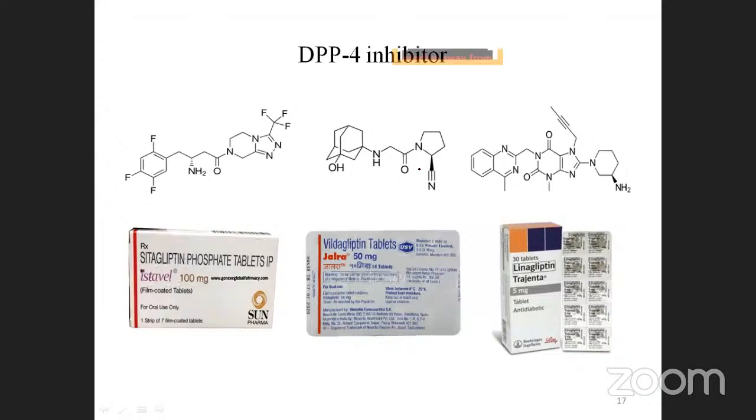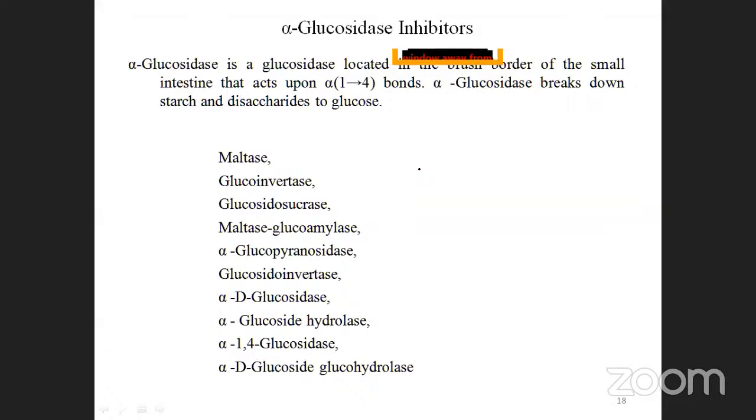Istavil is one of the popular film coated tablets of sitagliptin launched by Sun Pharmaceuticals. Others are also there by certain Indian companies. So, okay, next we will be focusing on alpha glucosidase inhibitors. Last day we were talking about acarbose, voglibose, miglitol, etc., but the concept is not that clear.